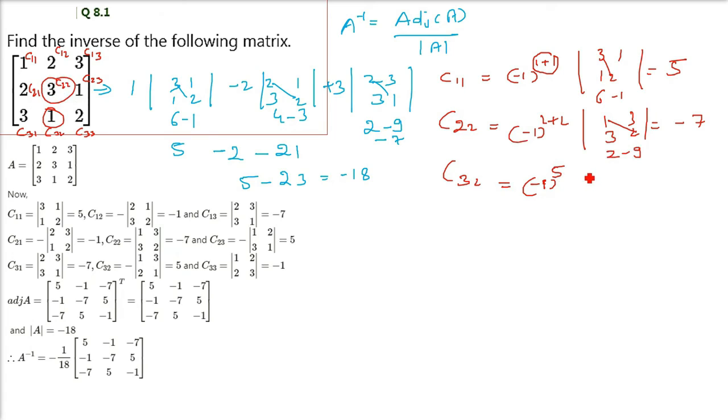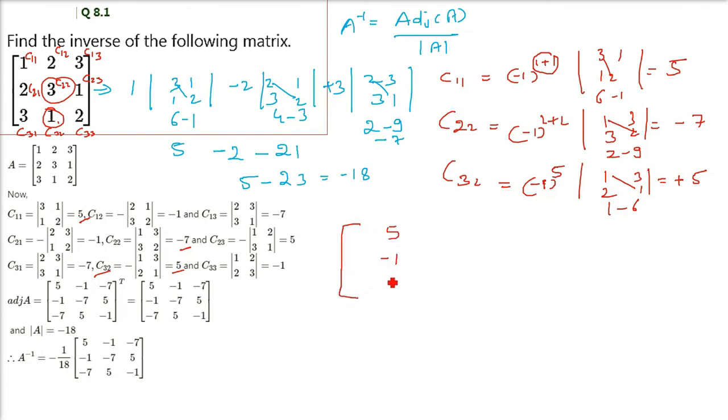Please remember, the minor plus the sign is the cofactor. So we are just leaving this. We are writing 1, 2, 3, 1. 1 minus 3 times 6 is going to be negative 5. Negative 5, and there is already a negative sign outside. Minus 1 to the power 5 is going to make it 5. So you see the values. C11 was 5. C22 is negative 7, and C32 is 5. I hope you will be able to find out all of these.